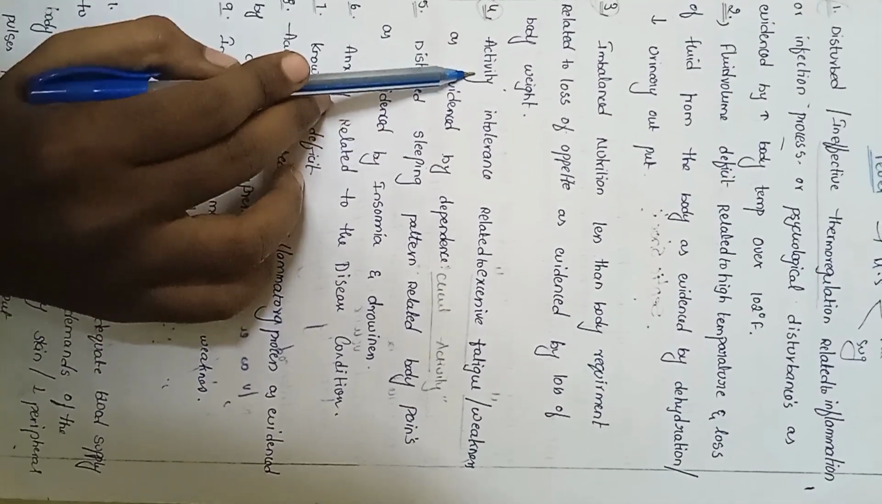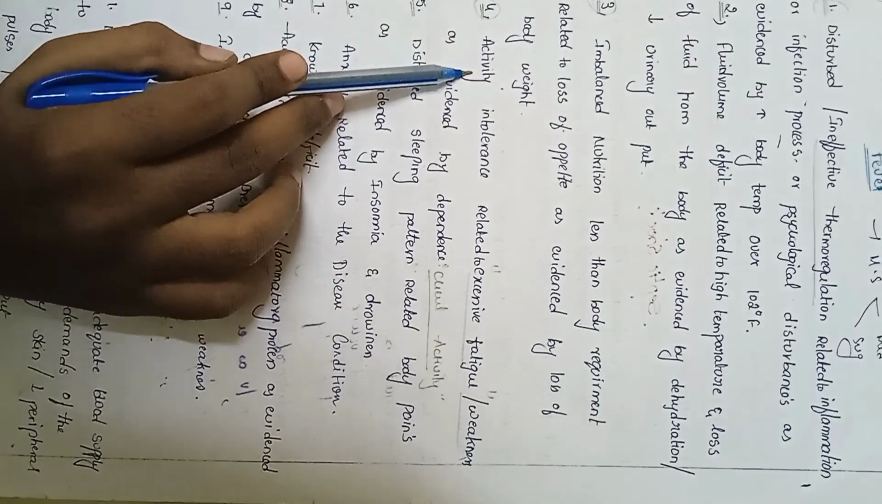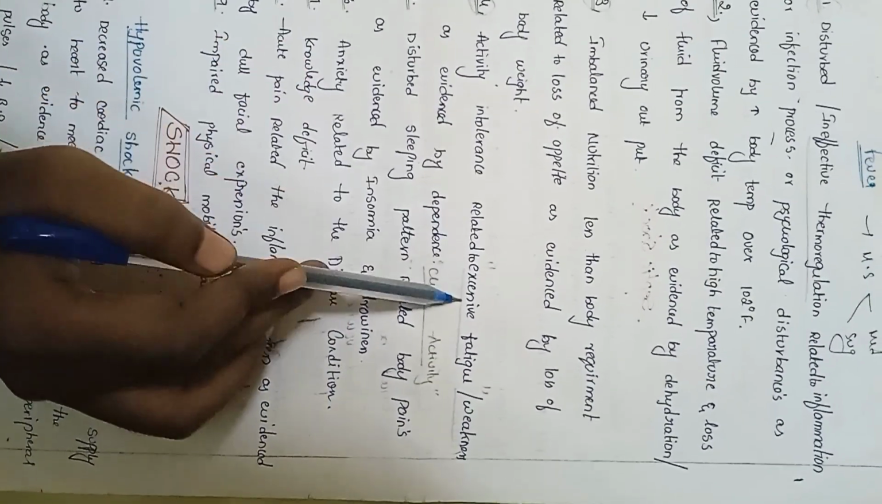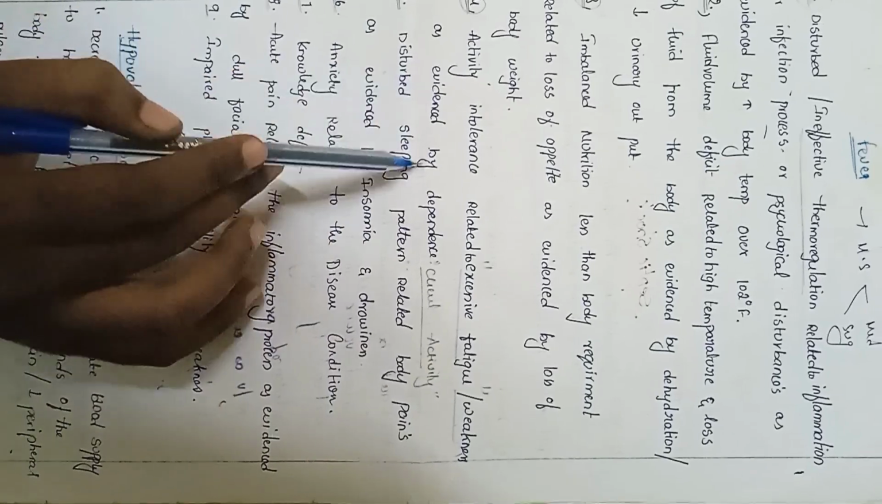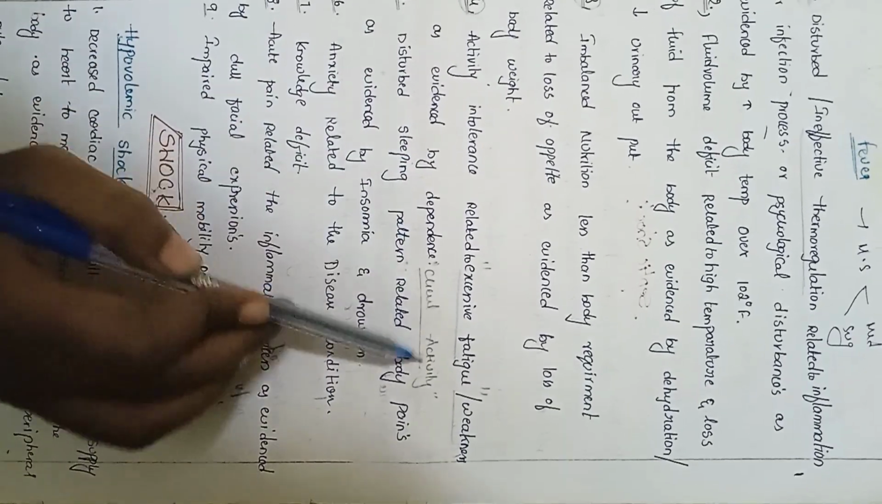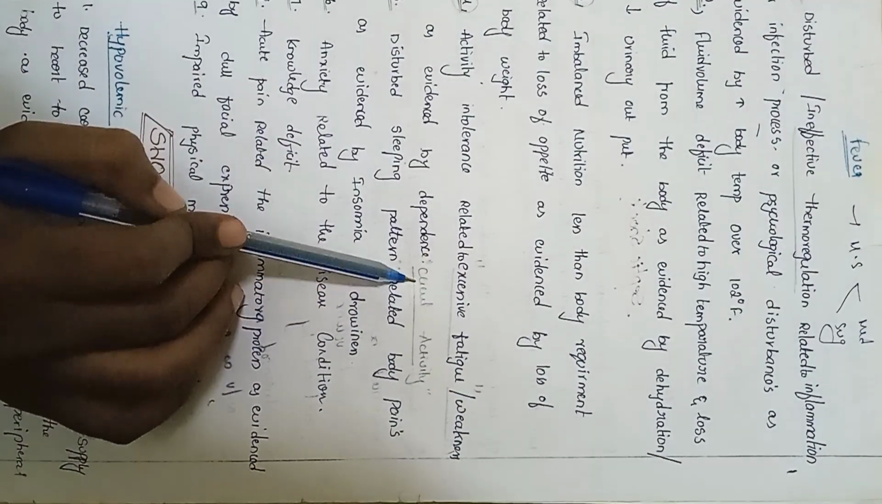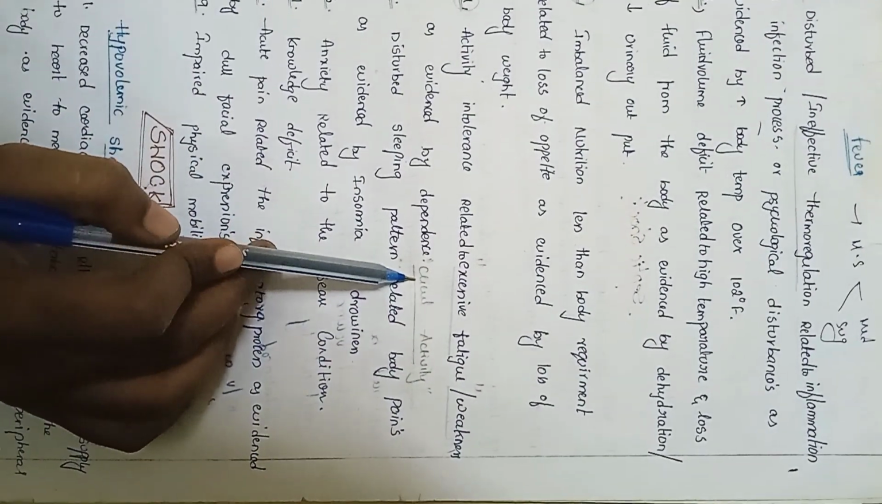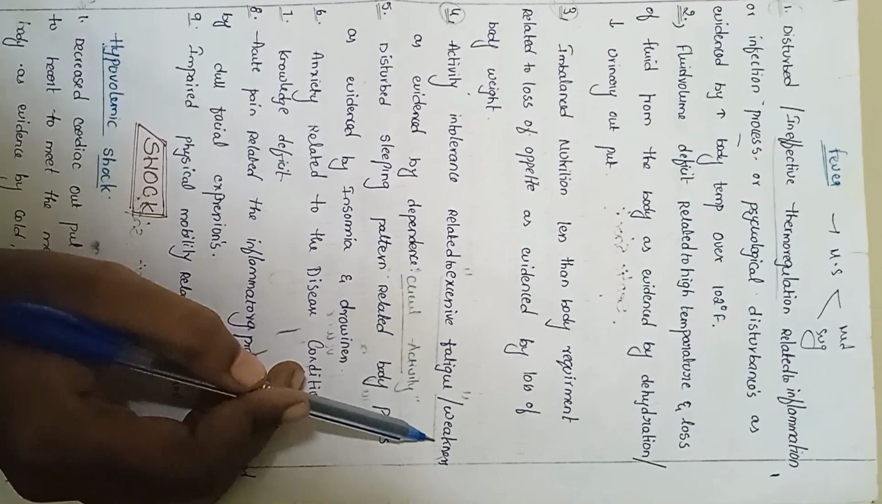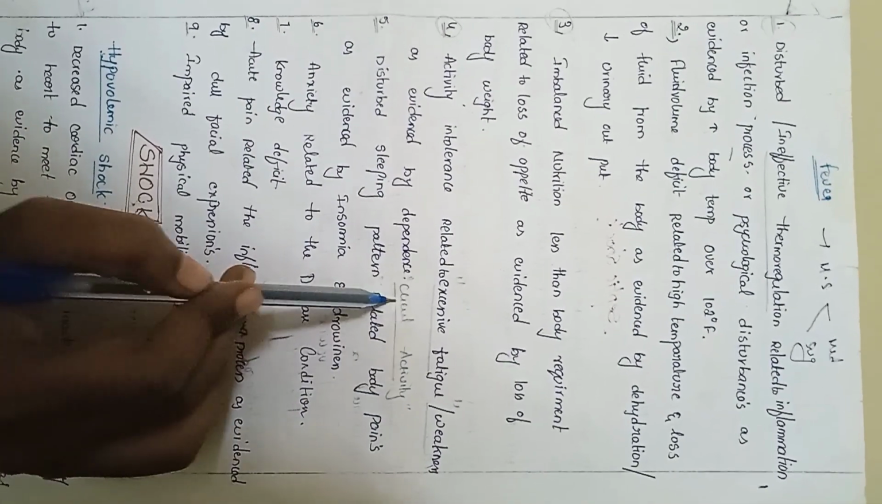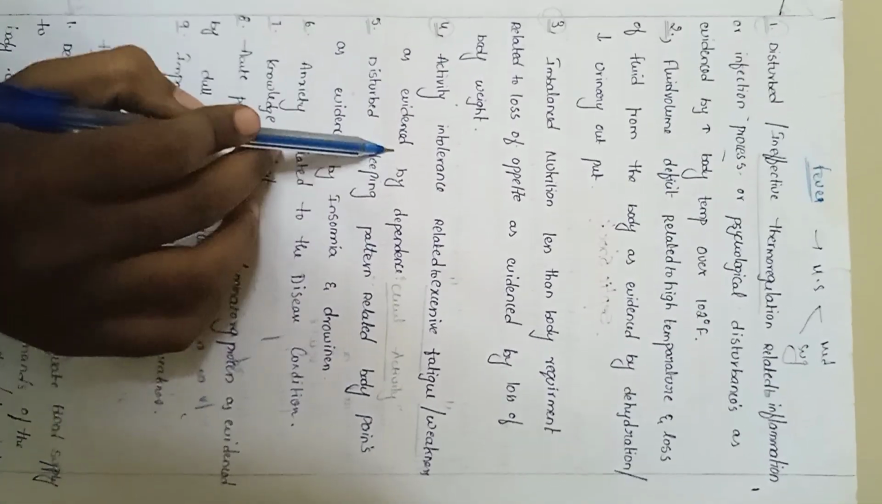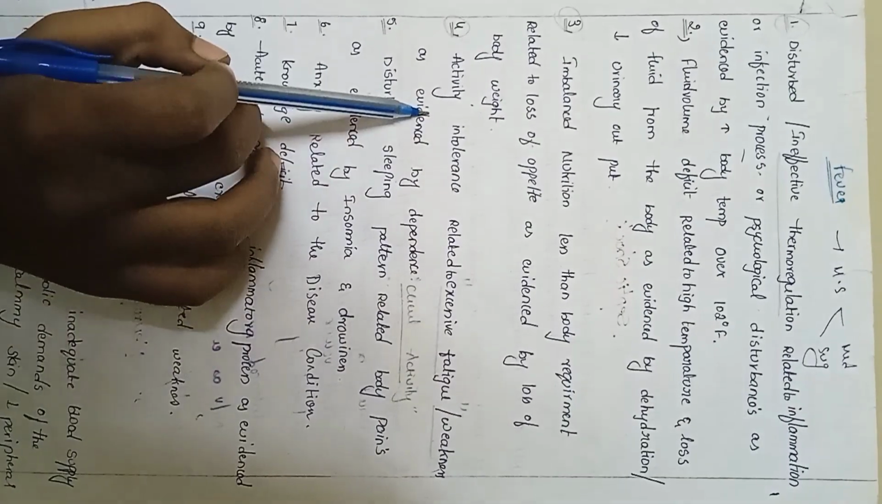The fourth nursing diagnosis is activity intolerance related to excessive fatigue or weakness, as evidenced by dependent client activity. So here the patient with fever will experience fatigue and weakness. So they can't do their activities regularly, and the client depends upon others. So this is one of the diagnoses for fever.